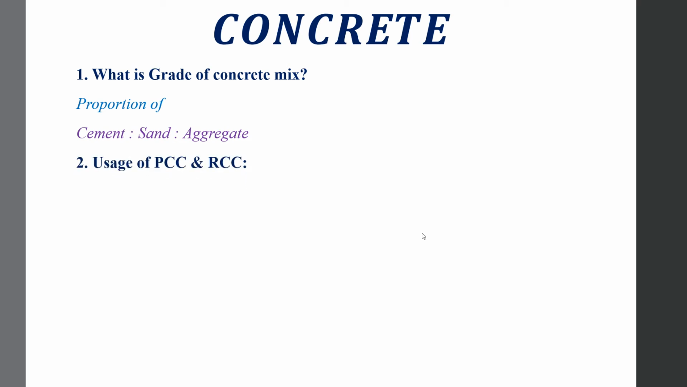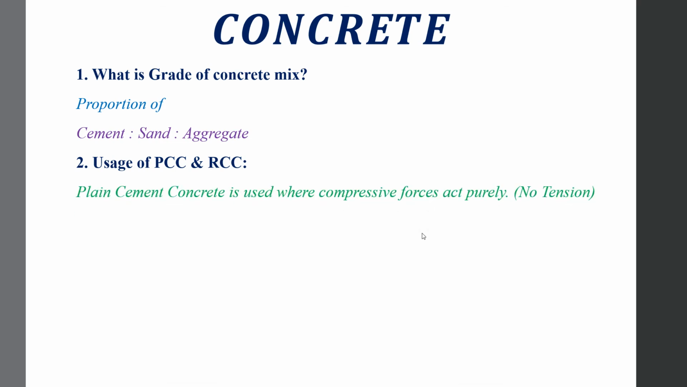The second point is the usage of PCC and RCC. PCC means plain cement concrete. In this concrete, reinforcement is not used. In RCC, reinforcement is used. This is reinforced cement concrete. Plain cement concrete is mostly used where compressive forces act purely. It means we will only prefer PCC where our structure will be under compressive forces.